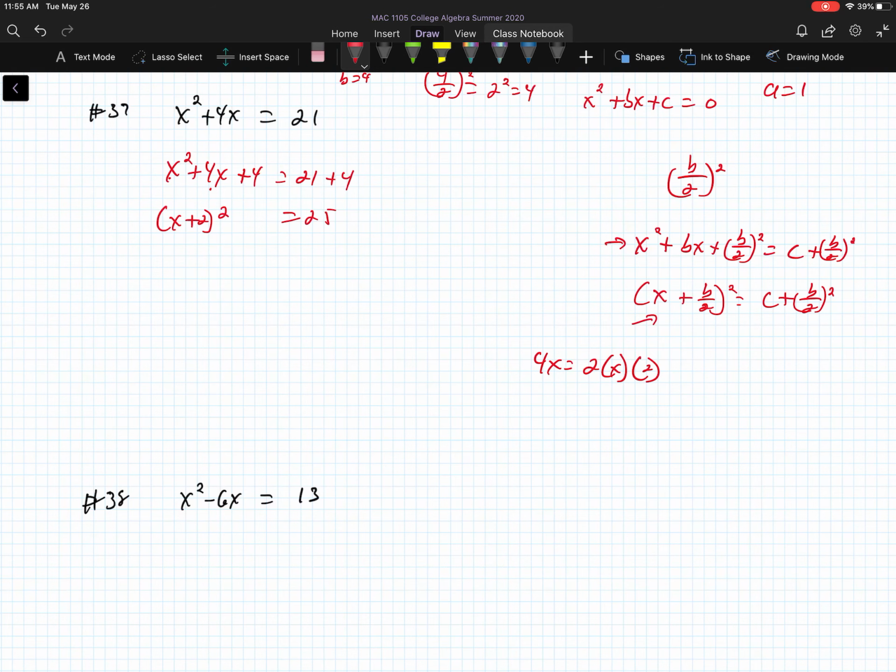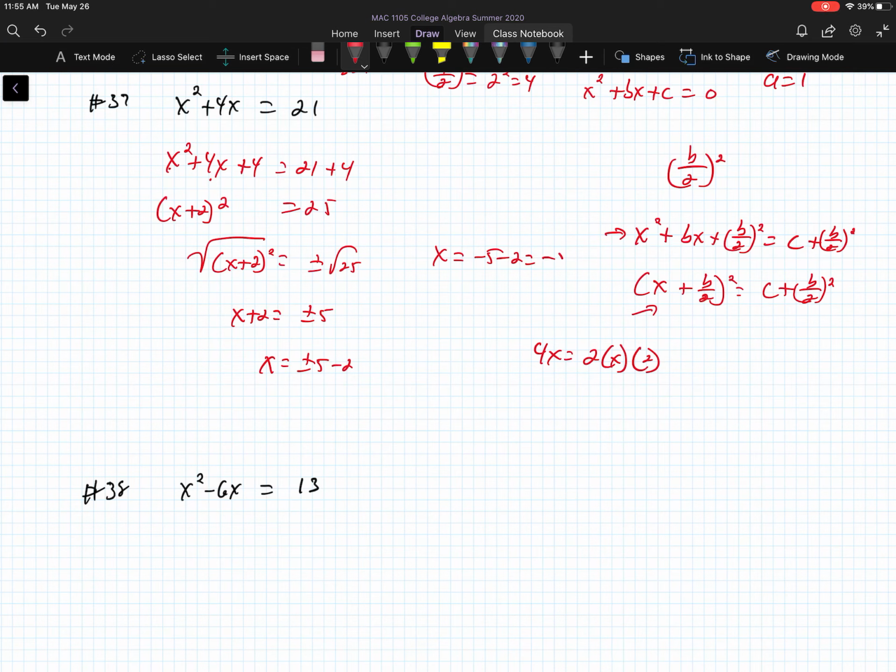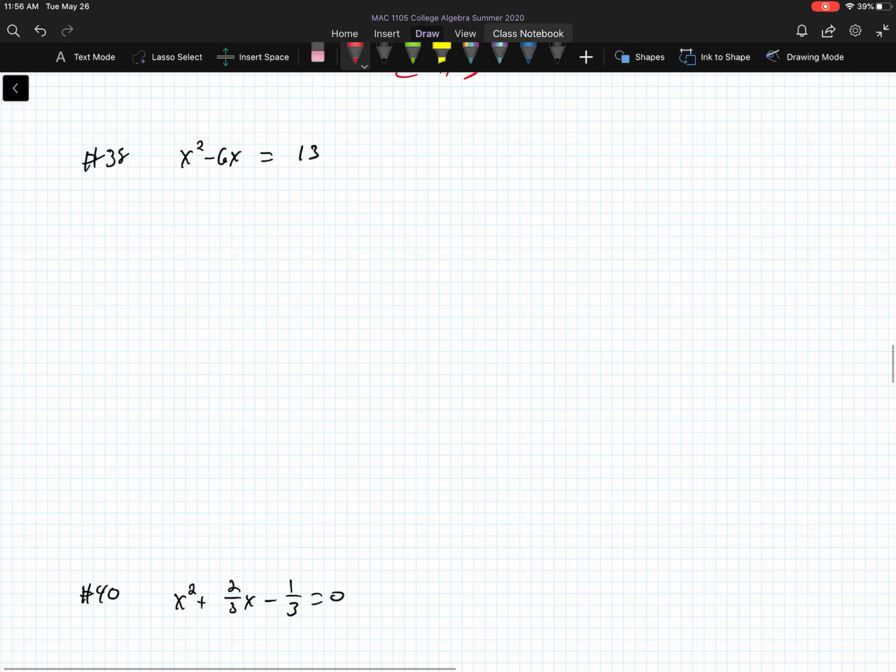Remember, I take the square root of the value that I added to both sides. Then we take the square root of both sides. This is plus or minus the square root of 25. So x plus 2 is equal to plus or minus 5. So plus or minus 5 minus 2. So x is equal to negative 5 minus 2, which is negative 7. And x is equal to 5 minus 2, which is 3. And my solution says negative 7, 3.